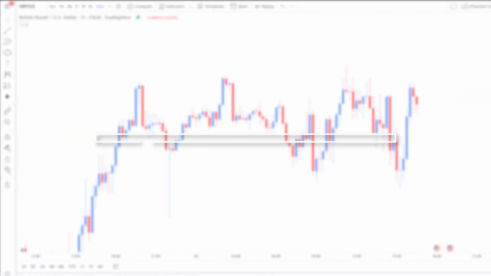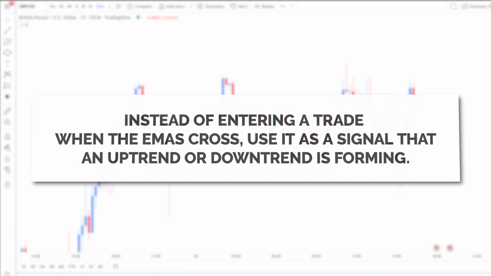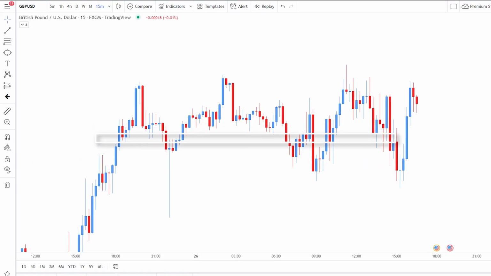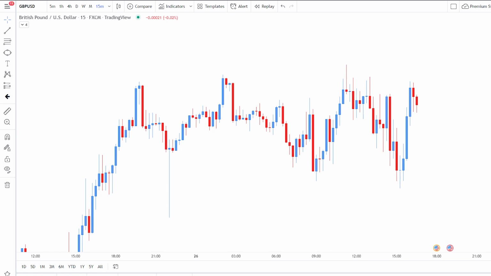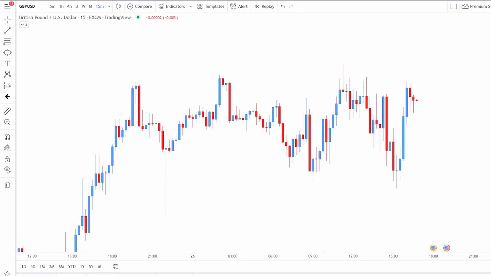So instead of entering a trade when the EMAs cross, use it as a signal that an uptrend or downtrend is forming. So you might be wondering right now, how can I then use EMAs to enter a trade? The solution is to trade pullbacks. So what exactly are pullbacks and why would you want to trade them?